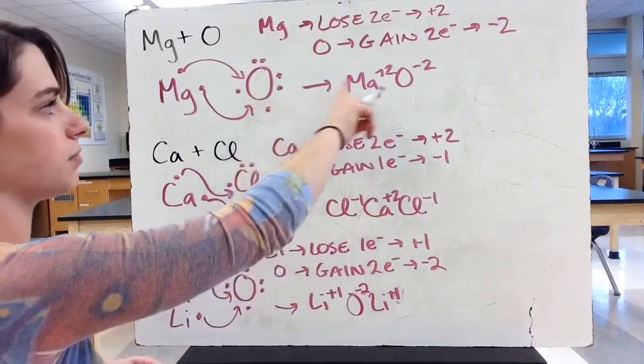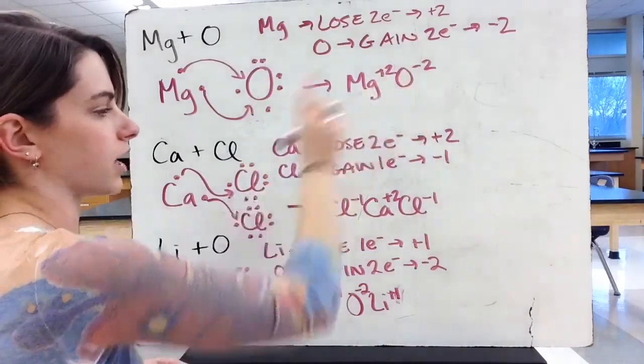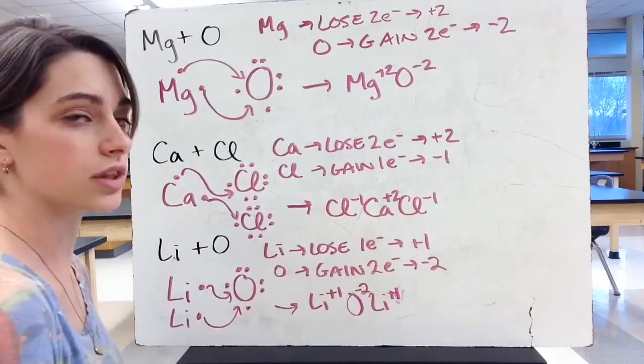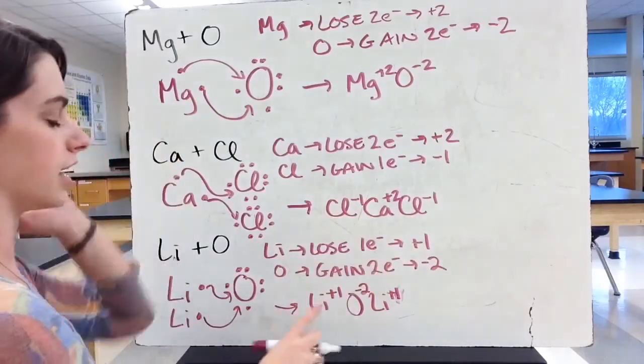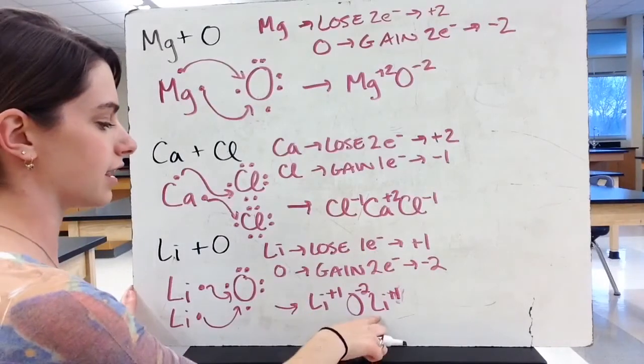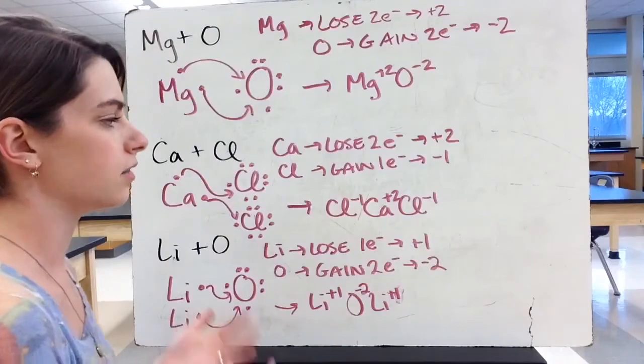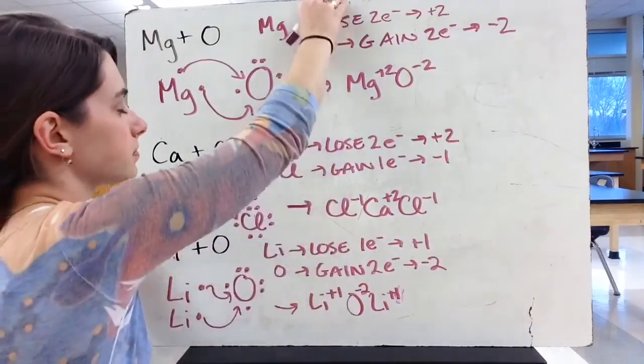So in our first example, we had one magnesium, 1 oxygen. In our second example, we needed 2 chlorines to go with our 1 calcium. And then in our last example, we needed 2 lithiums to go with our 1 oxygen. And that's how we make everything reach their octets.